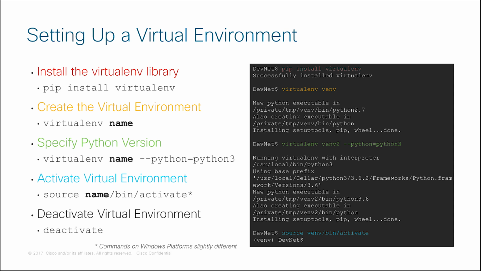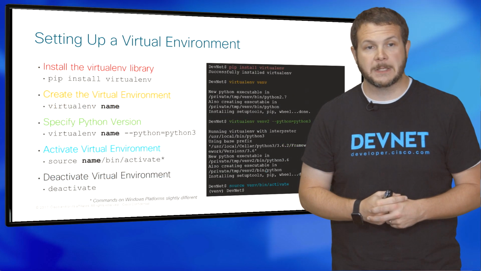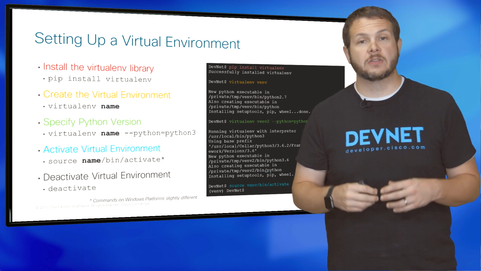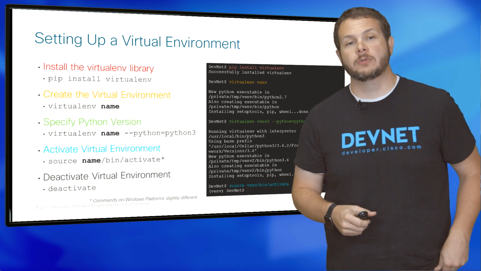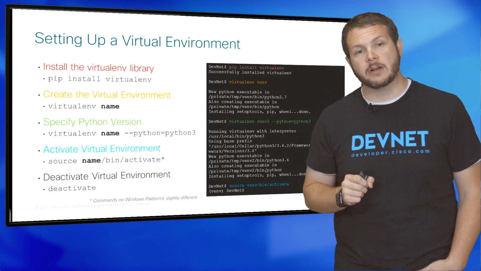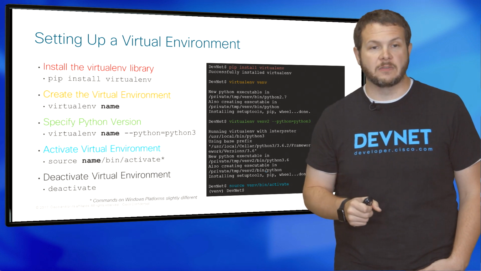Now, if I wanted to create a virtual environment using Python 3, I would use virtualenv, the name of my virtual environment, say venv2, and then --python=python3. And so this will create a new virtual environment based on Python 3. Once I have that virtual environment created, we need to activate it so that it's in use inside of our terminal window. And we do that by using source, the name of our virtual environment, /bin/activate.